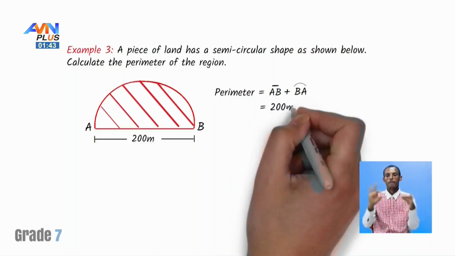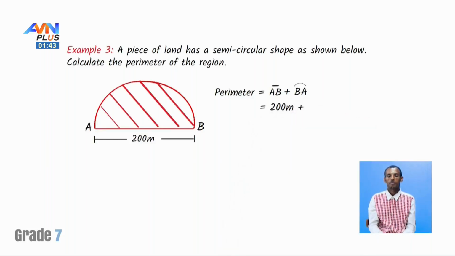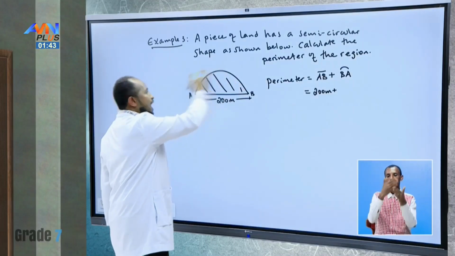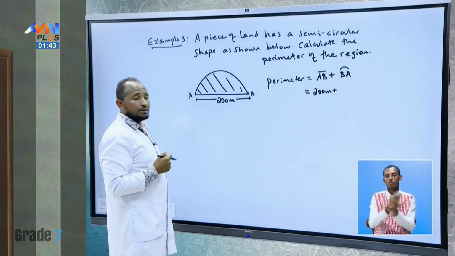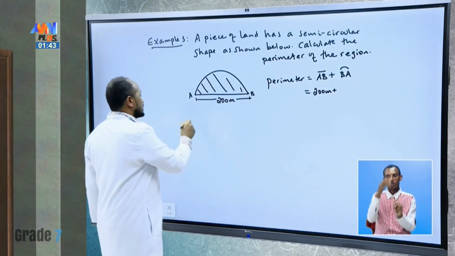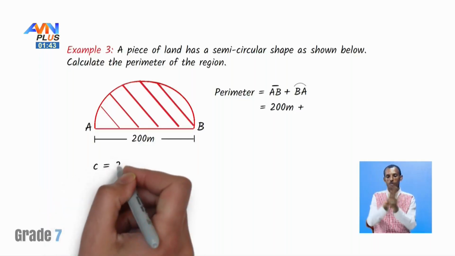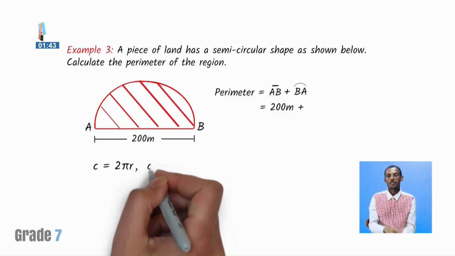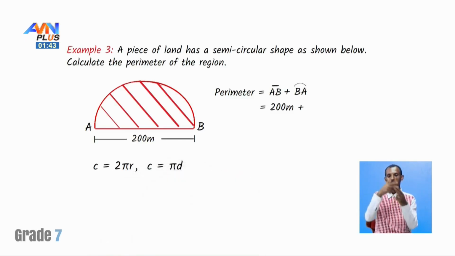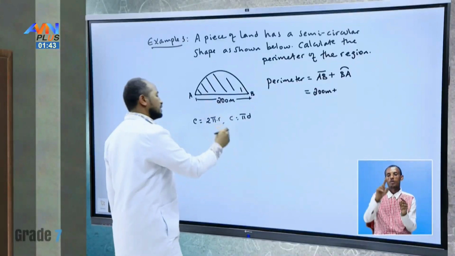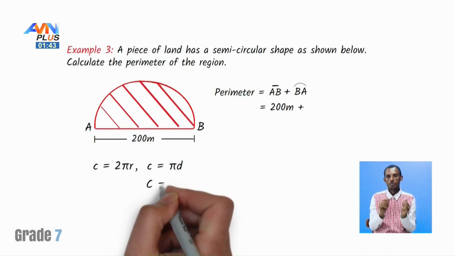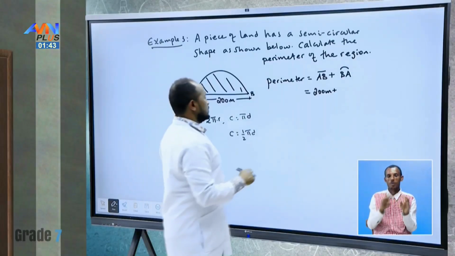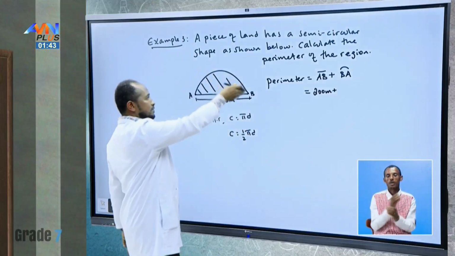So 200 meter plus BA. This BA is a circumference, which is half of a circle. You know that the circumference of a full circle is 2 pi times radius, or pi times diameter. But for half of a circle, this equation becomes half of the circumference of a full circle. Therefore, here we use this equation to calculate this length, or half circumference.